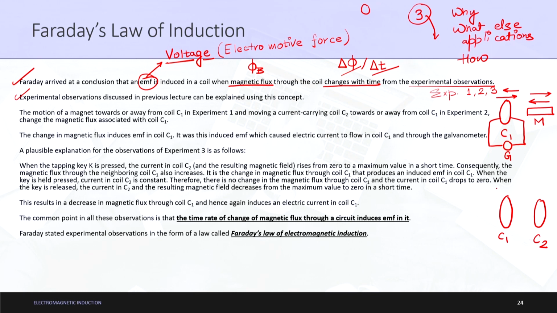Similarly, either C2 is stationary and C1 is moving towards it or going away from it, or C1 is stationary and C2 is going towards C1 or away from C1. So these were the 4 types of experiments in experiment 2. The third point only says that all these things are nothing but a change in magnetic flux only.